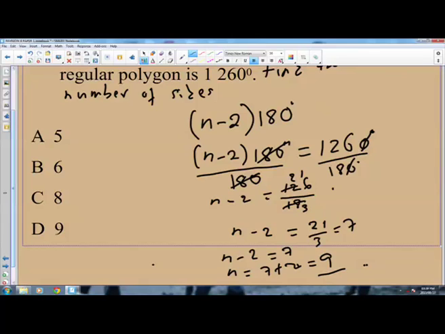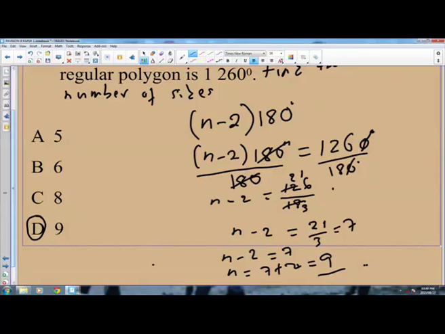So we'll go back to the alternatives. Check in our alternatives. Do we have 9 anywhere within our alternatives? The first one is A, which is given as 5. This is not the correct answer. B, we are given it as 6. It's also not the correct answer. And then C, it's 8. This is also not the correct answer. The correct answer is represented at D, where D is 9.